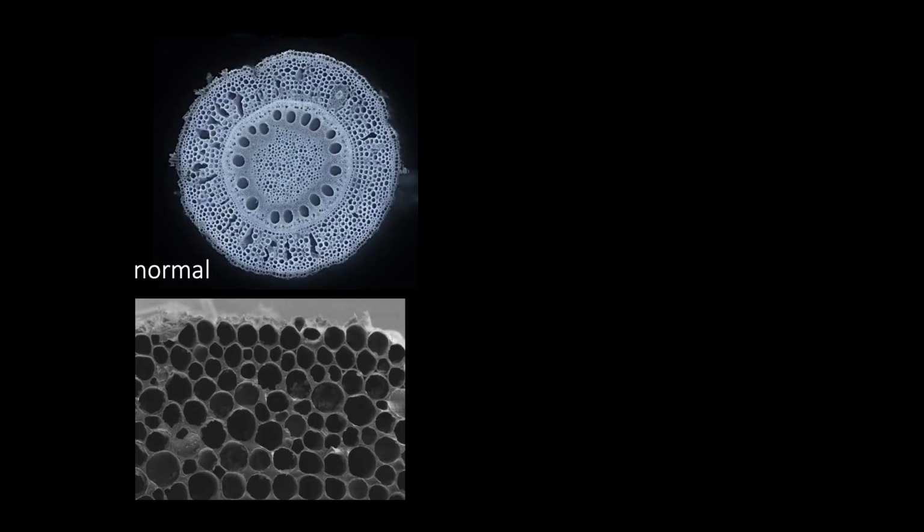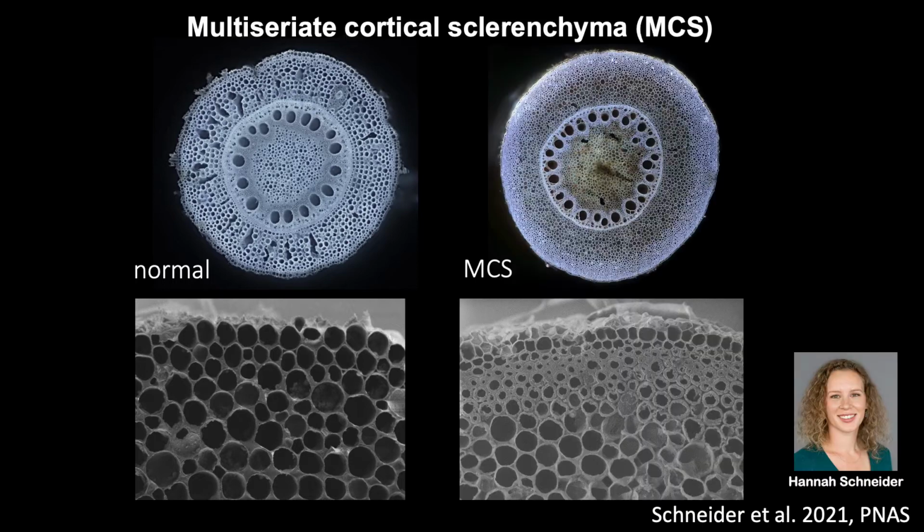Now I will talk about three phenes of interest. The first of these is multiseriate cortical sclerenchyma. Here is a cross-section of a normal maize root. Hannah Schneider discovered that some genotypes of maize and other cereals form multiseriate cortical sclerenchyma, shown here in the outer cortex as small cells with thick cell walls.